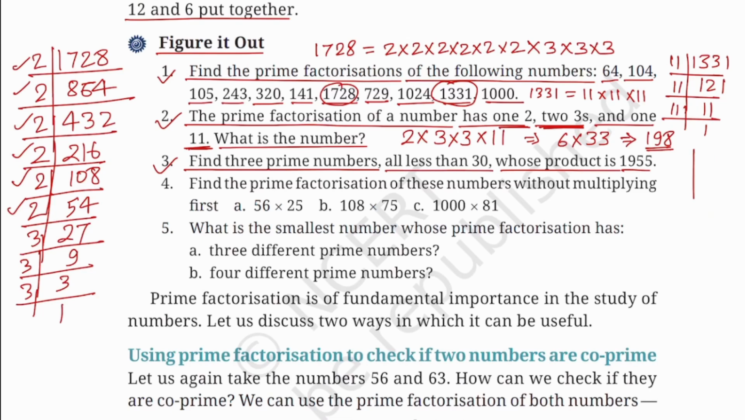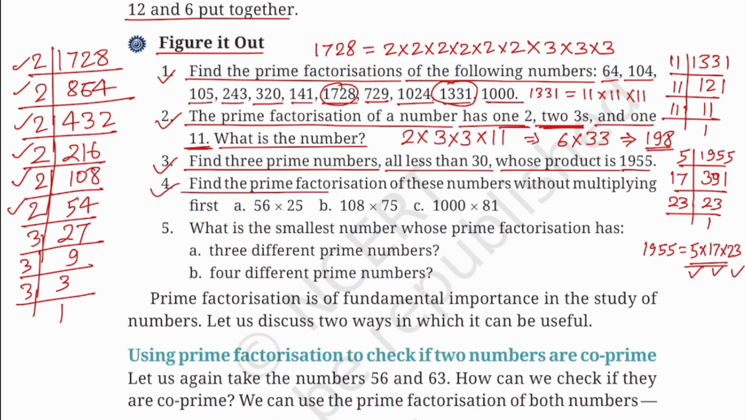3. Find 3 prime numbers, all less than 30, whose product is 1955. You can see 5 at its units place, so it will be divisible by 5. The answer is 5 into 17 into 23. So the three numbers are 5, 17 and 23.